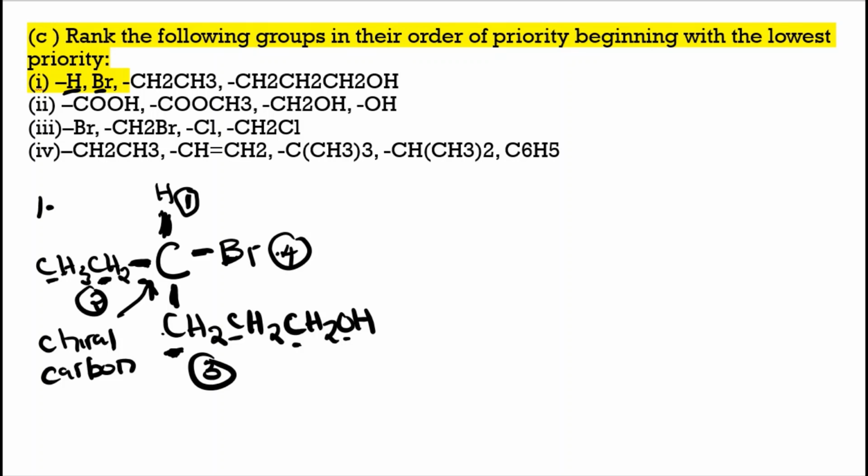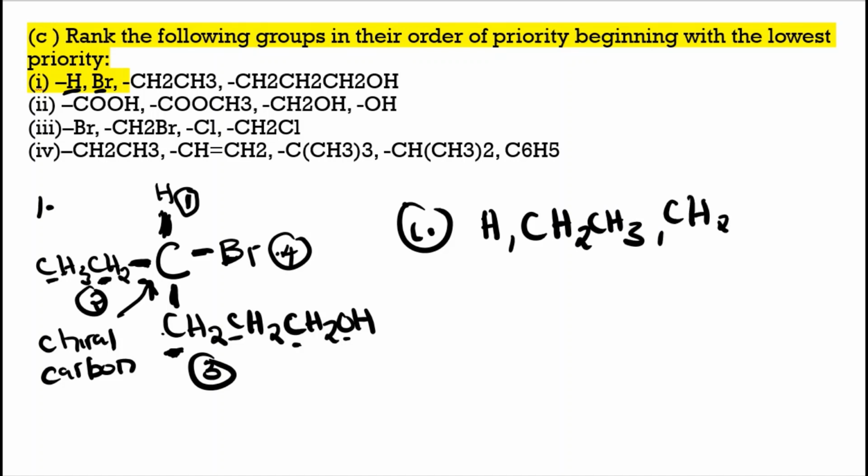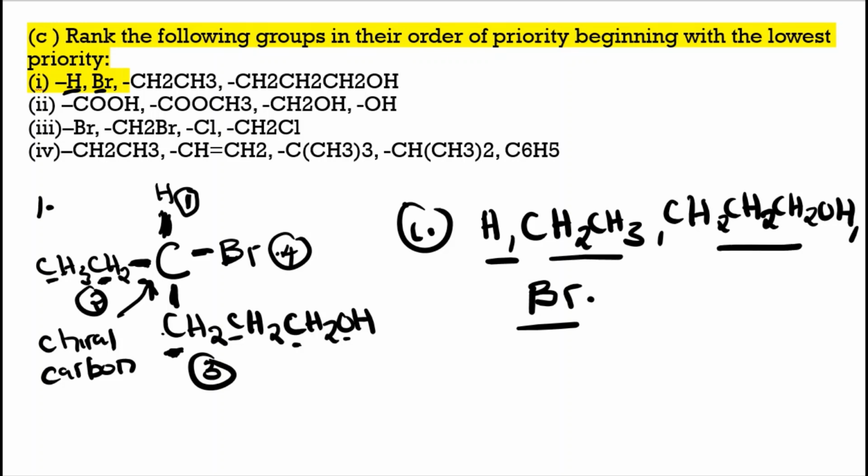So if I were to rank from the lowest to the highest, beginning with the lowest, it would be hydrogen, followed by CH2CH3, followed by CH2OH, and then the last one will be bromine. So this is the answer.